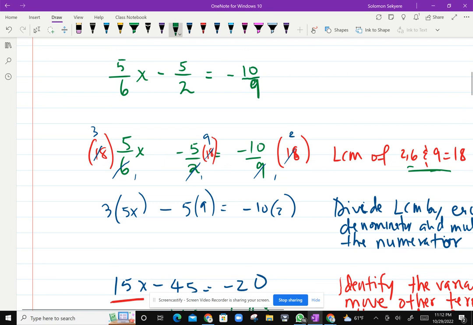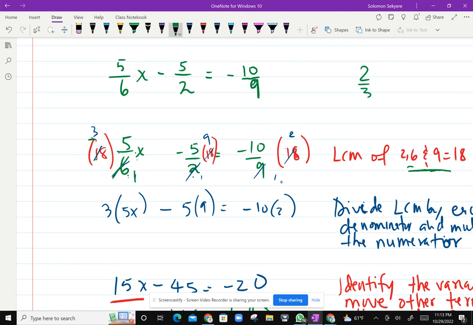What do we do with the 18? We take the 18 and we are going to multiply it by each term. So 18 times 5 over 6x, and then 18 times negative 5 over 2, and then 18 times the right side. So when we are multiplying 18 times 5 over 6x, what we are actually doing is dividing 18 by 6. So 18 divided by 6, 6 divides here 1, 6 divides here 3, and then we multiply the 3 by 5x. See that? So we are multiplying a whole number by a fraction.